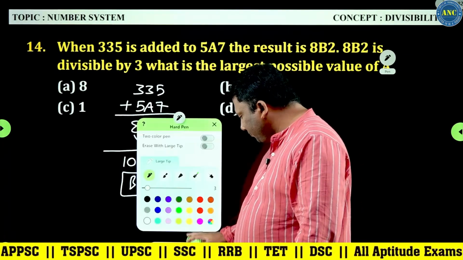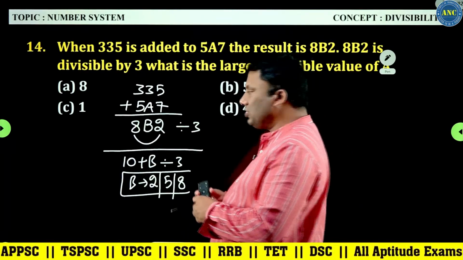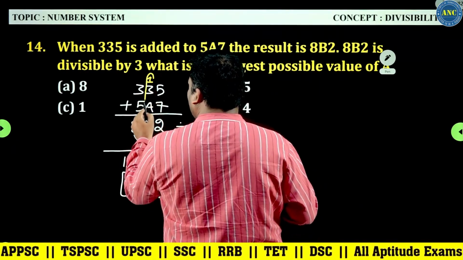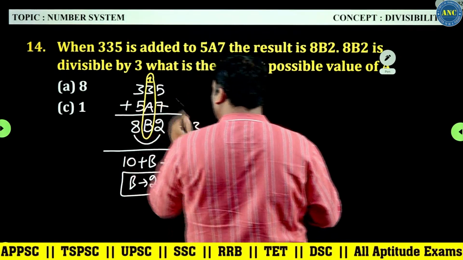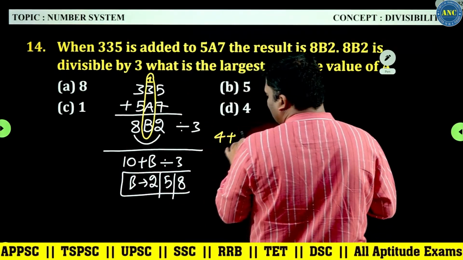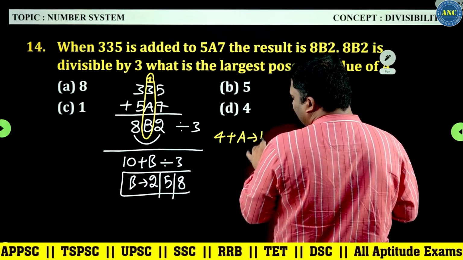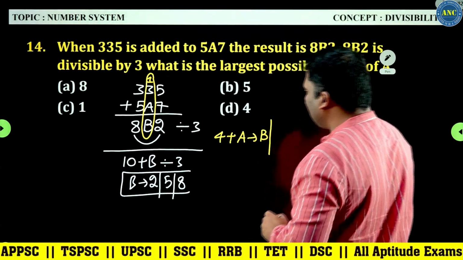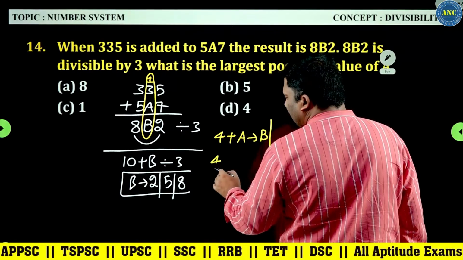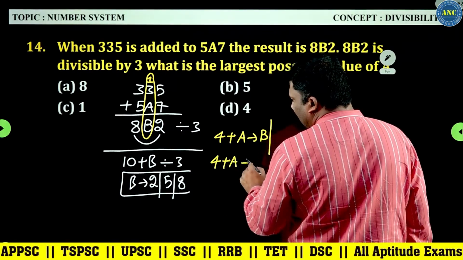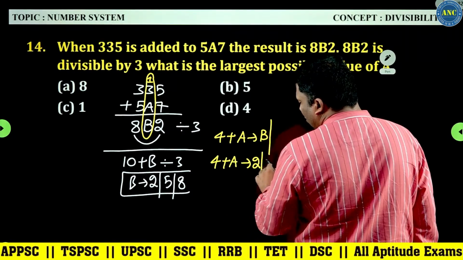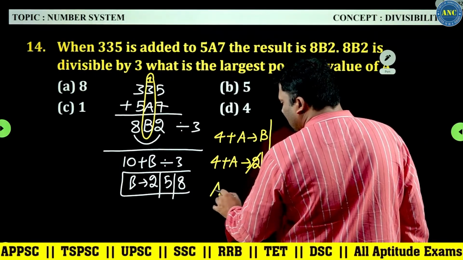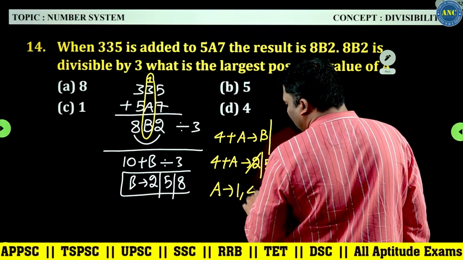Now see here. 7 plus 5 is 12, so 2 and 1 carried. 3 plus 1 is 4. 4 plus A should give you B. So what is the B value? It can be 2, 5 or 8. 4 plus A being 2 is not possible, so the A value can be 1 or 4.